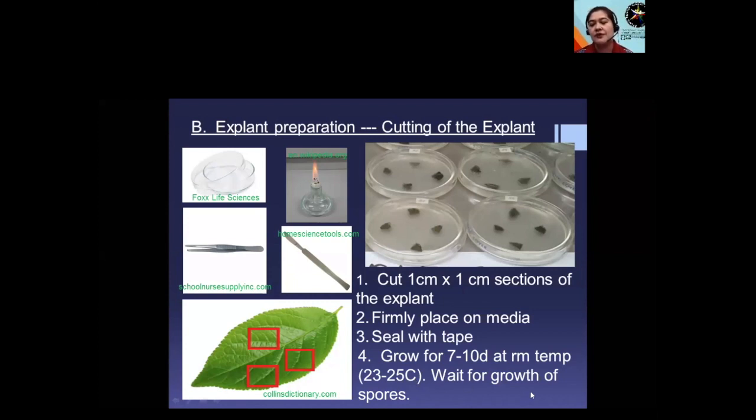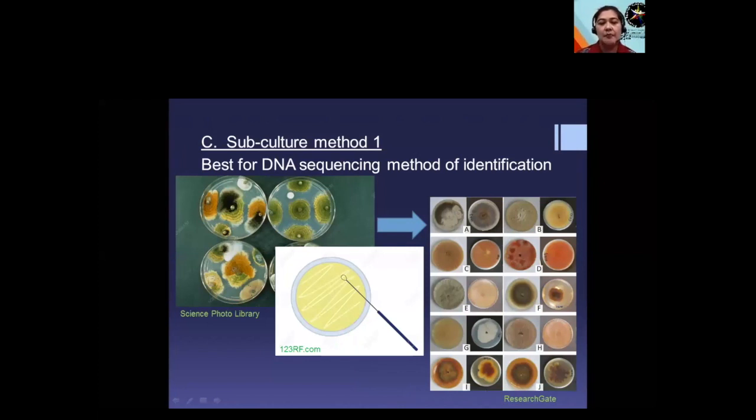And then you wait for the growth of the spores. Makikita nyo po yung growth ng spores pag eto na ang lumabas sa ating crude culture. Okay? Ito po ang kalalabasan niya. Now, I'm presenting to you two subculture methods. The first subculture method, this one, is best for DNA sequencing. Okay? So, ito ang ating ginawa.